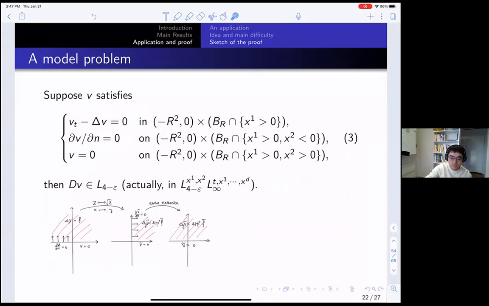And we can show that Dv is in L4 minus epsilon. It achieves the optimal regularity. And here I will give an intuitive proof by this change of variable to reduce the problem to the Dirichlet problem, but this result is standard. It's not so difficult.